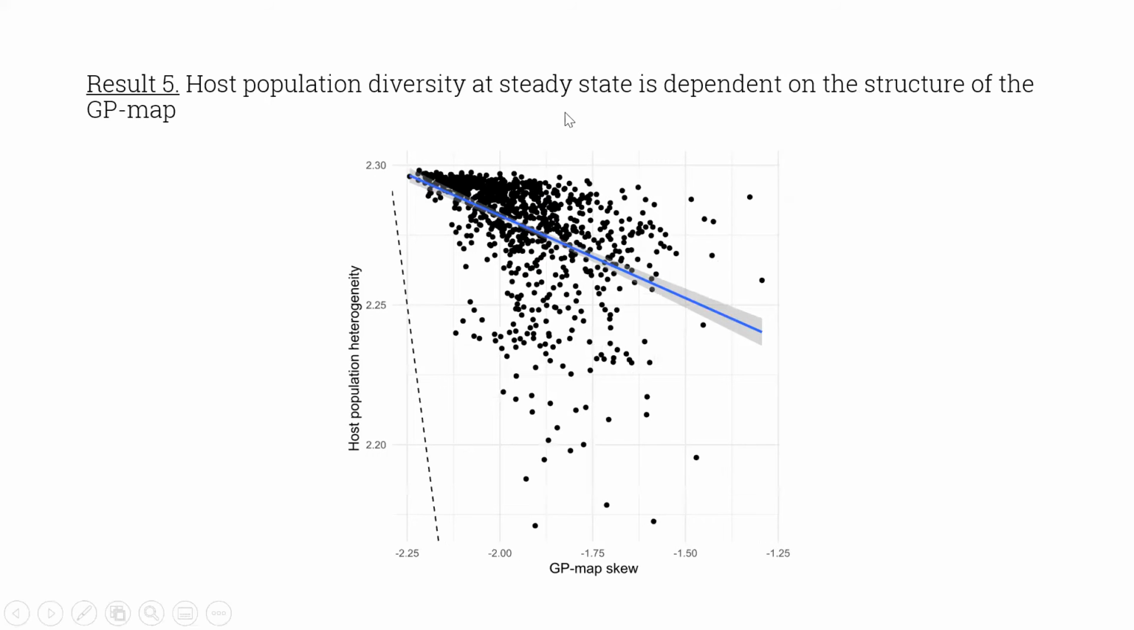The fifth and another interesting result we find is that the host population diversity at a steady state is dependent on the structure of the GP map. So this is the skew line. This is the line you would expect the host population diversity to lie along if there were no parasites in the system. However, when you add a parasite, the entire distribution shifts upwards, and the deviance from this skew line is increased as the skew of the genotype-phenotype map is increased. So again, the more skewed the genotype-phenotype map is, the more even is the distribution of organisms among different phenotypes than is expected from the neutral state of the genotype-phenotype map.